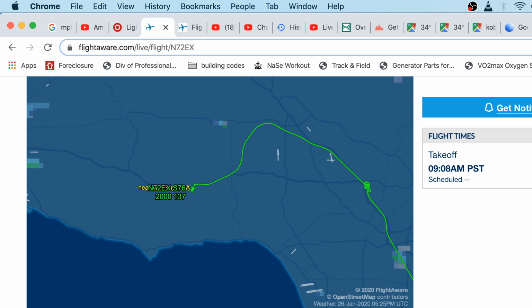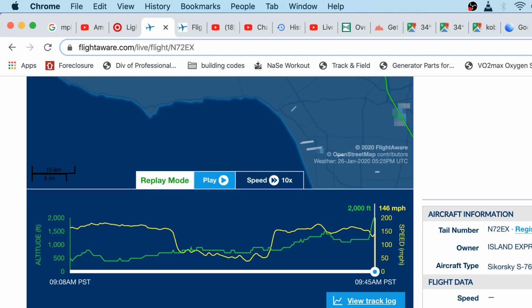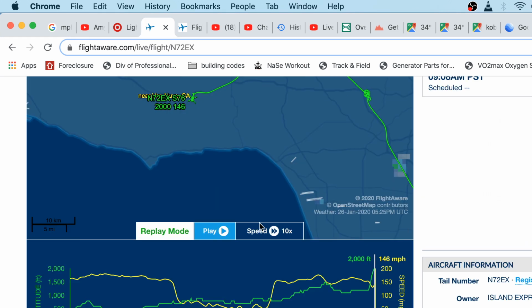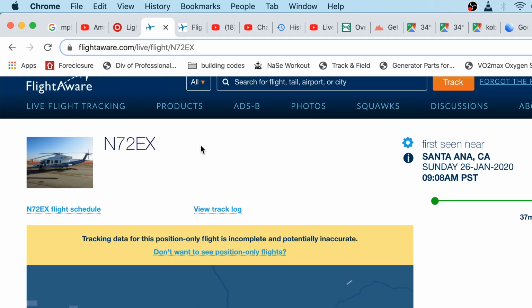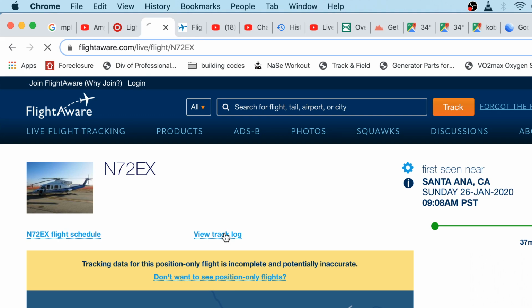Next one is 2,000 at 140 miles an hour, and the final is 2,000 at 146 miles per hour. So hit it 3 times, and you've got 3 pieces of data there. All right, 3 verifiable data points for their thing here. Now let's go back to the log.